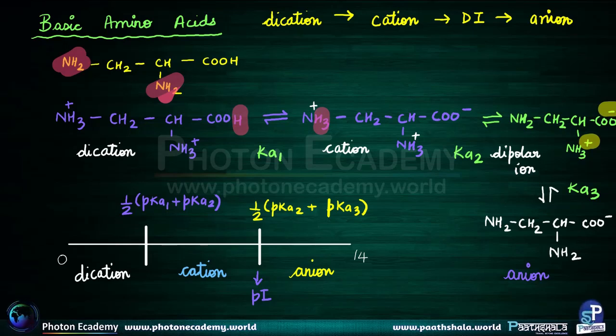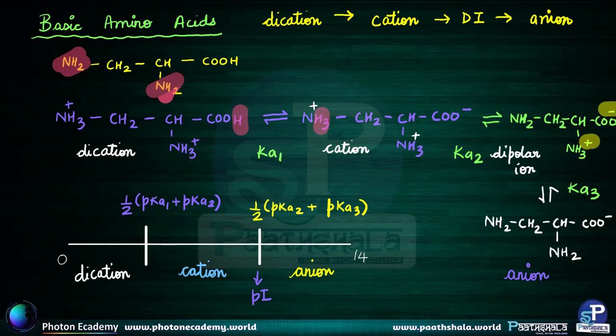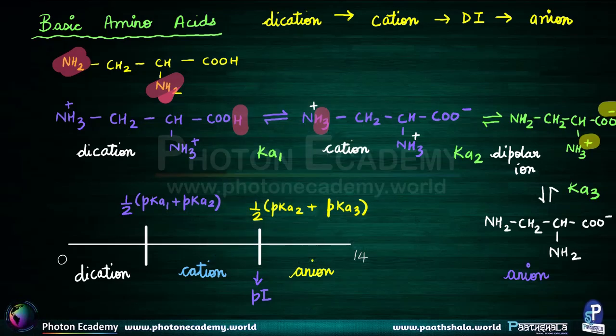So this is for the basic amino acids. If more NH2 groups are involved, then we take the dissociation constants of the last two, that is Ka2 and Ka3. But if more COOH groups are involved, then we take the average of the first two dissociation constants.